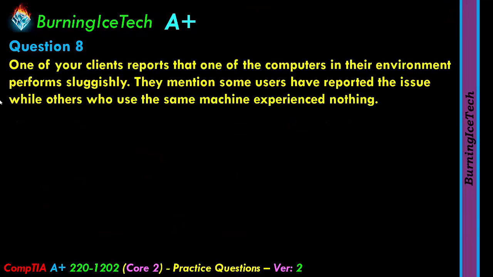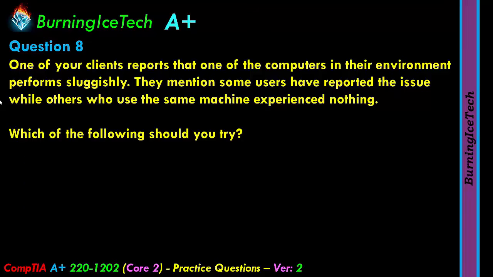Question 8. One of your clients reports that one of the computers in their environment performs sluggishly. They mention some users have reported the issue, while others who use the same machine experienced nothing. Now guys, that alone tells us there is probably an issue, but it's of such a nature that it's not affecting everybody. So as an example, this will probably not be something like malware, because if it was malware, everybody would be experiencing the issue. So there's some sort of issue that's only affecting certain users on this machine. Which of the following should you try?